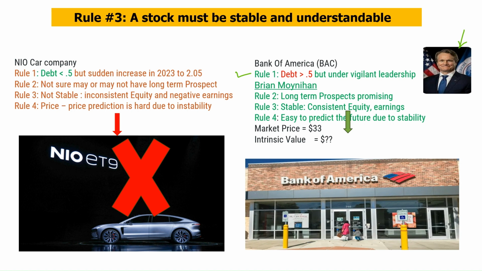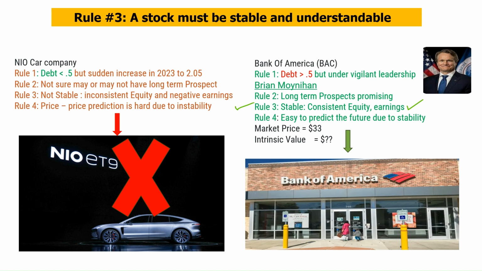For rule number 2, the long-term prospects of Bank of America are promising to me because I have been using a Bank of America account for the past few years, and I have been visiting their branches. I think they will exist for another 50 to 70 years. I might be wrong here, but this is my personal guess. Rule number 3: a stable company with a consistent equity and a good earnings trend, a little bit more debt, but still fine because of the vigilant leadership. So I would say this company is stable, understandable and predictable. Okay, so rule number 3 is satisfied.